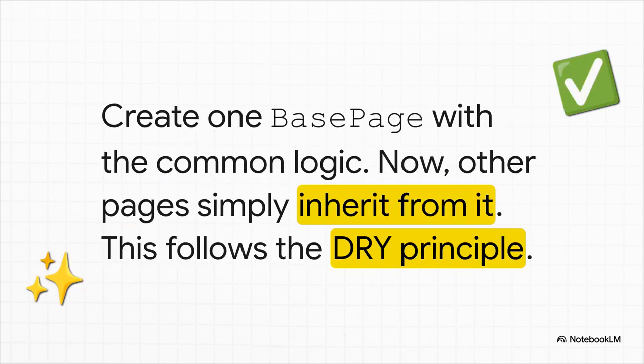And here is the elegant solution. We just create one single base page class, and we stick all that repetitive code in there, just once. Now, any new page object we make just inherits from that. Boom! It's the classic DRY principle in action. Don't repeat yourself. Suddenly, our code is way cleaner and so much easier to handle.